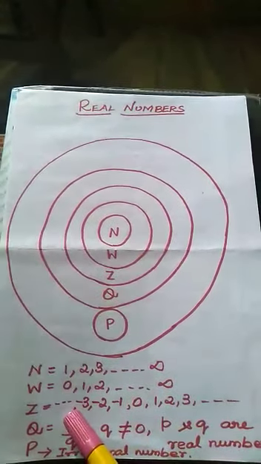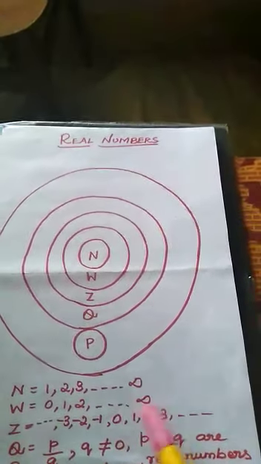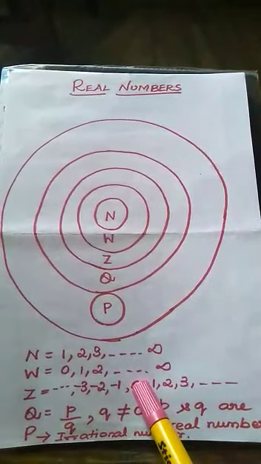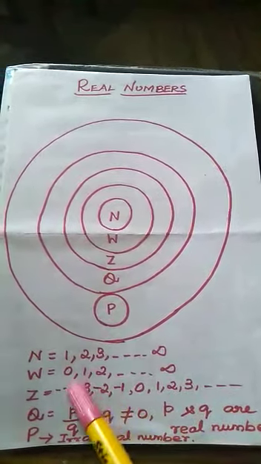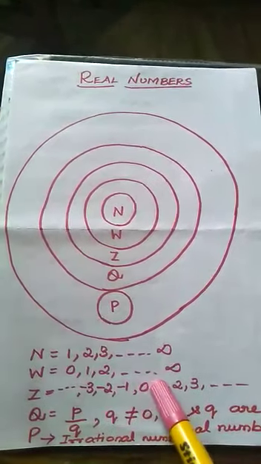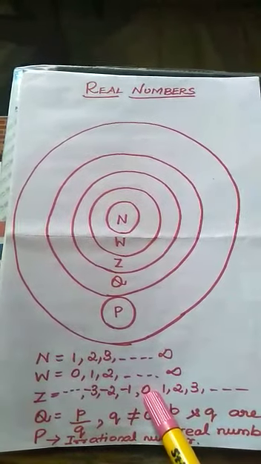The next one is integers. Positive numbers and negative numbers including 0 are called integers. On the right hand side all the numbers are positive integers, and on the left hand side all the numbers are negative integers. 0 is neither positive nor negative.